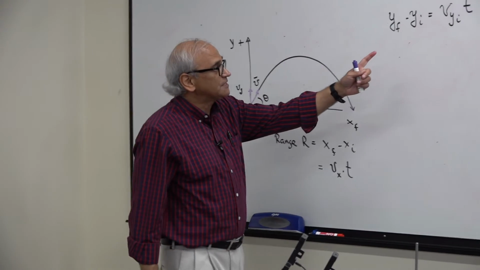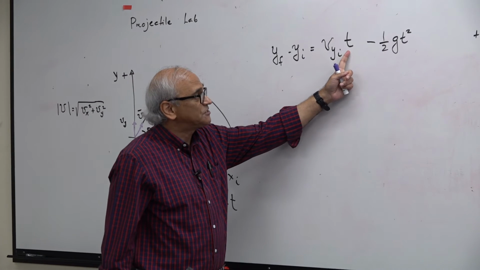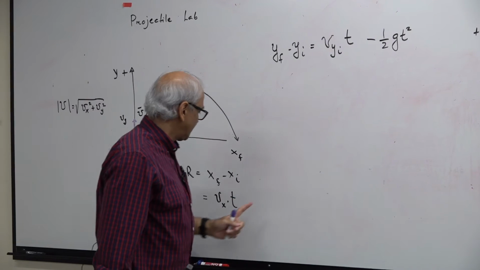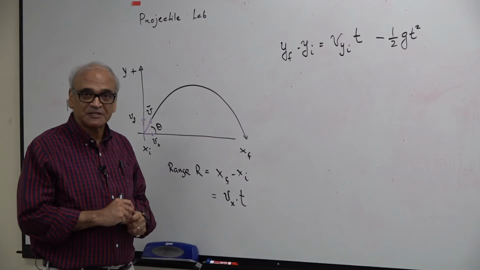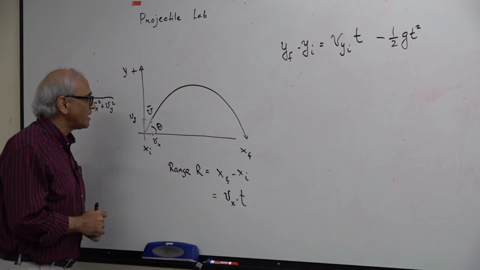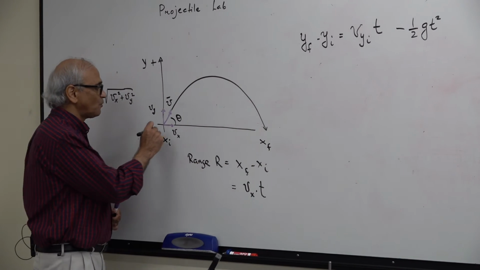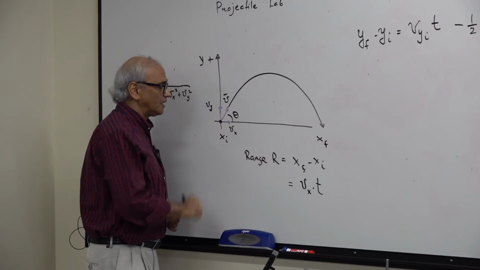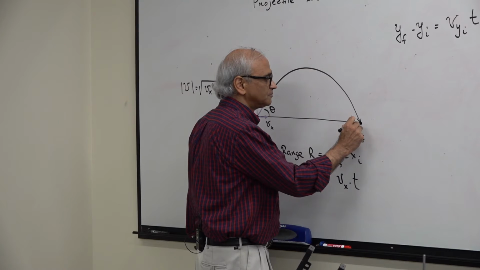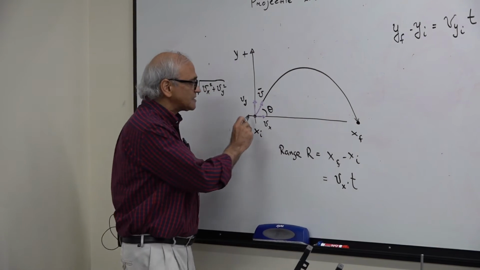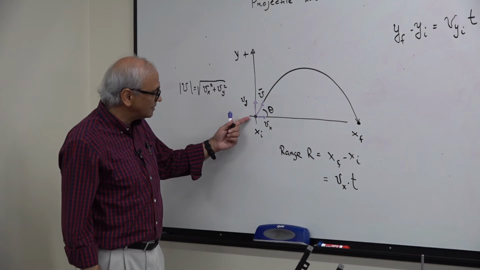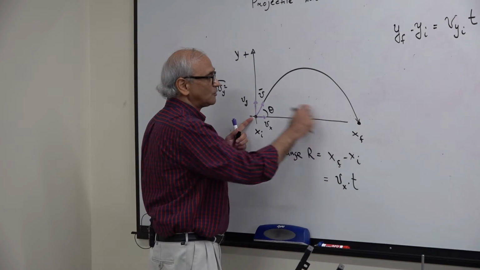So what I can do is that if I can actually determine the time and plug that in here, I'm all set. That's basically my experiment. So what's yf minus yi? Well, yf minus yi is basically where you are firing the ball and where you are finishing. In this case, you can see that yf minus yi will be 0 because the y position goes up and comes down.